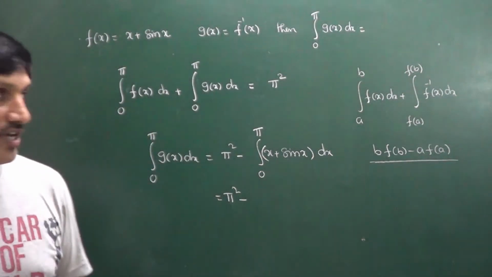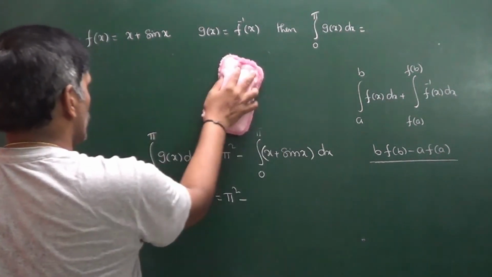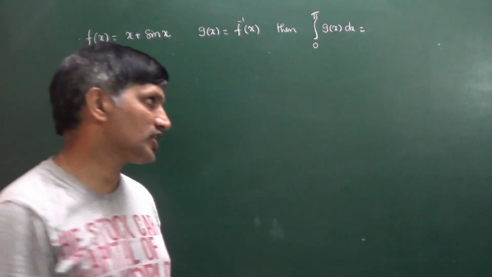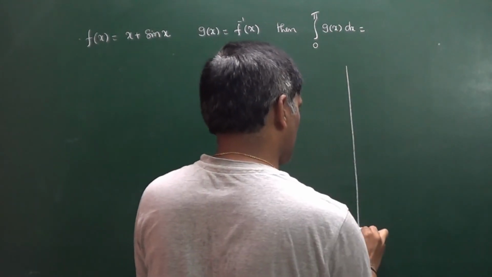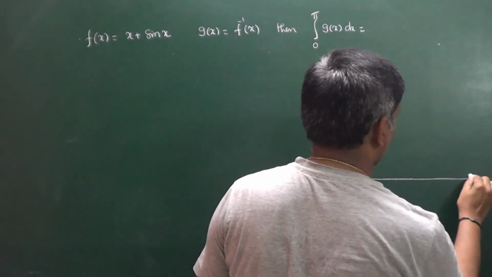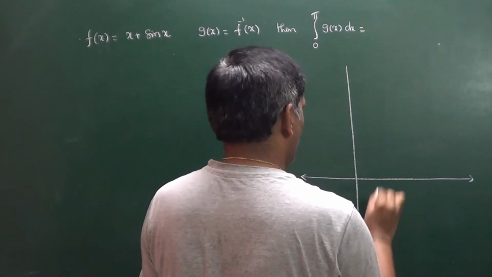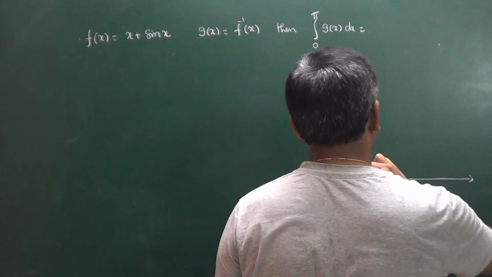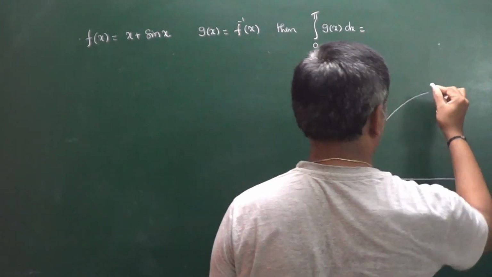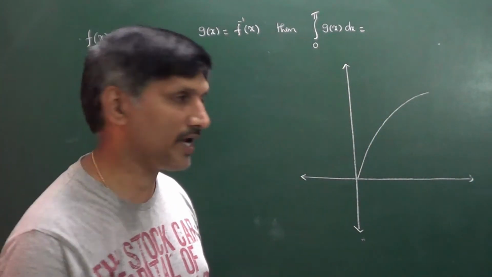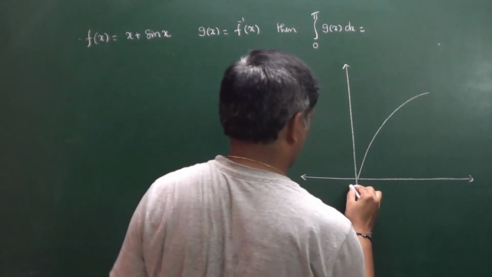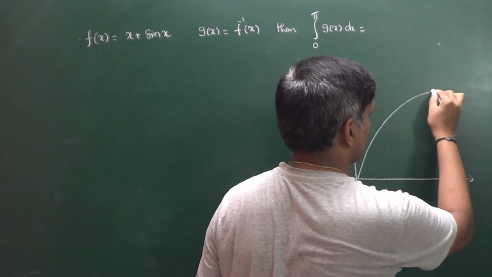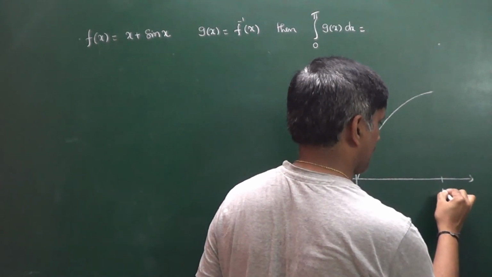The same question we can do another way also. To do that with another method, definitely you must have an idea about the function f of x, because we have completed the area concept also. With the help of the area concept we can do this particular question. This is the graph of f of x in the interval 0 to pi. When x is equal to 0 it becomes 0. When x is equal to pi we are getting pi. So this is pi.